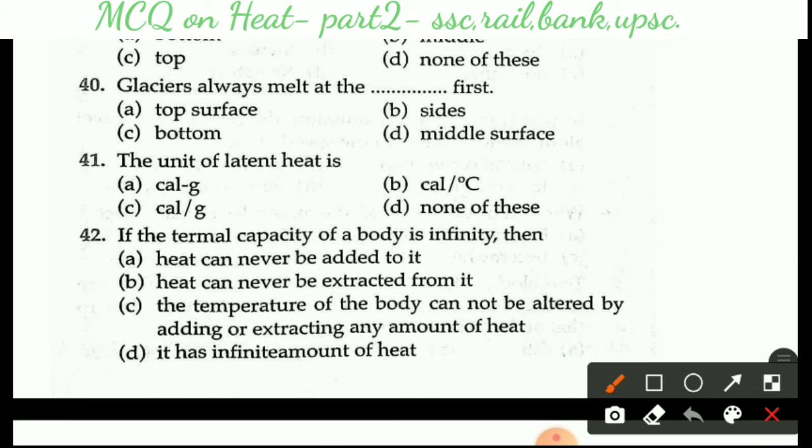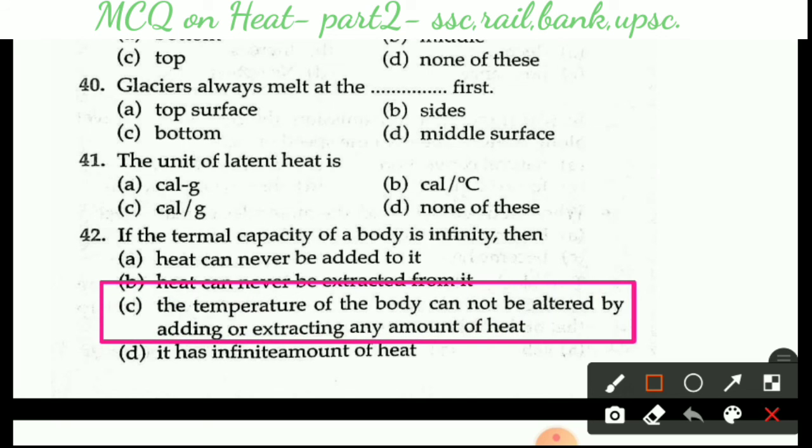Next question is question number 42. If the thermal capacity of a body is infinity, then A: heat can never be added to it, B: heat can never be extracted from it, C: the temperature of the body cannot be altered by adding or extracting any amount of heat, D: it has an infinite amount of heat. Right answer of question 42 is C, the temperature of the body cannot be altered by adding or extracting any amount of heat.